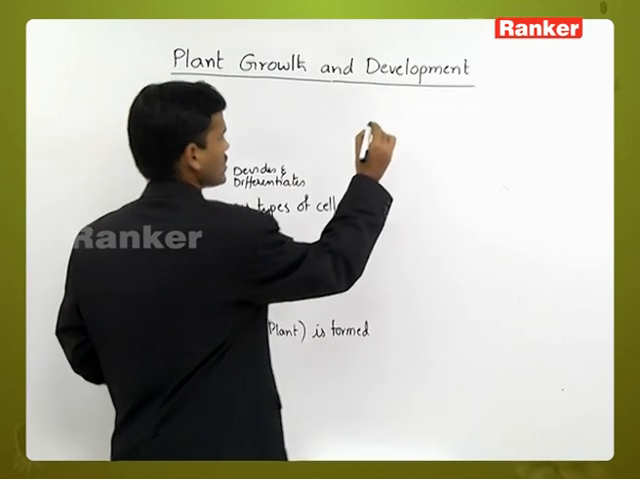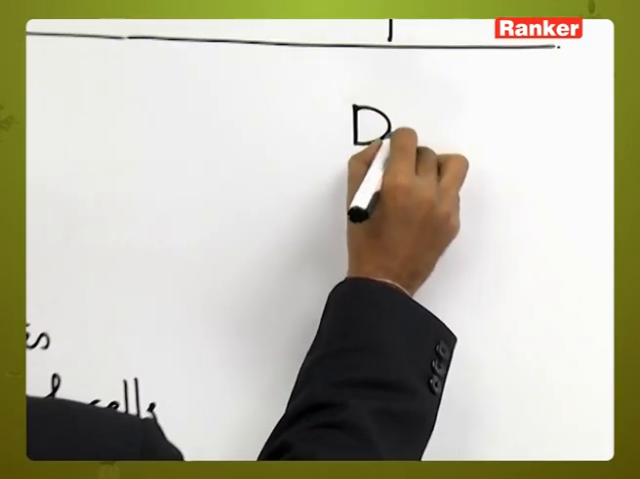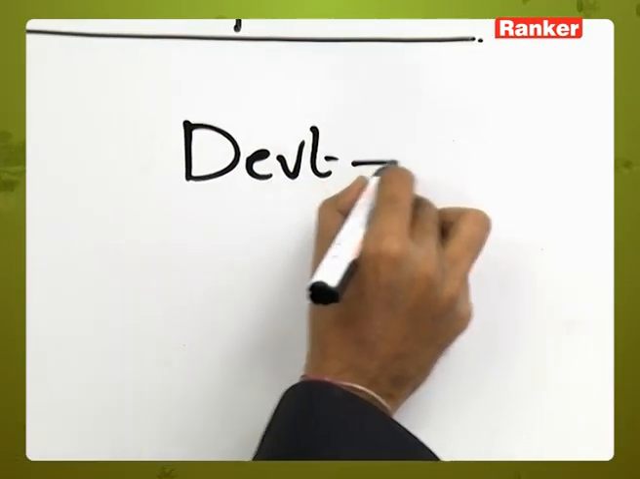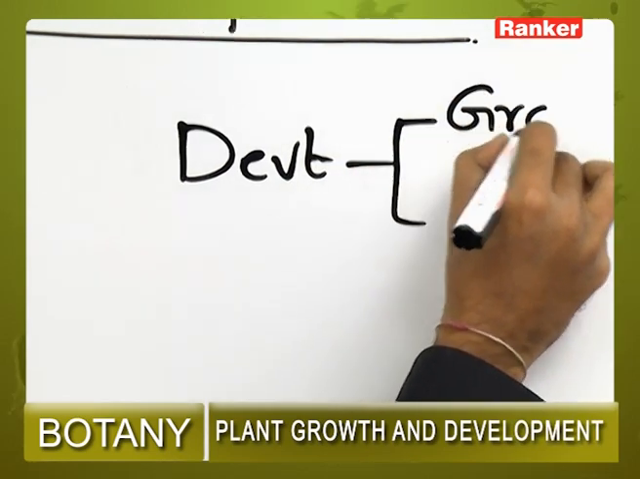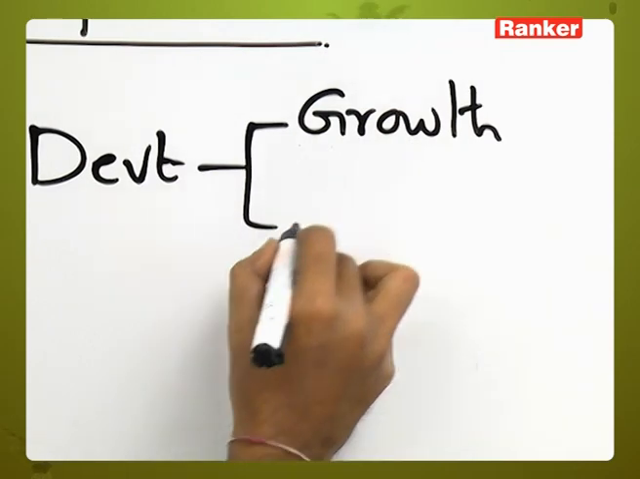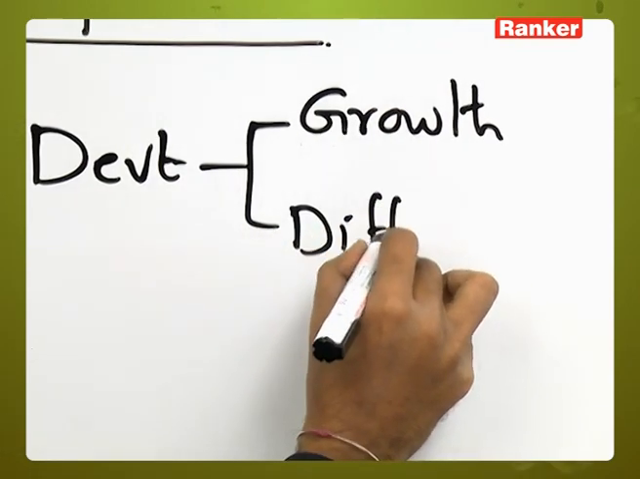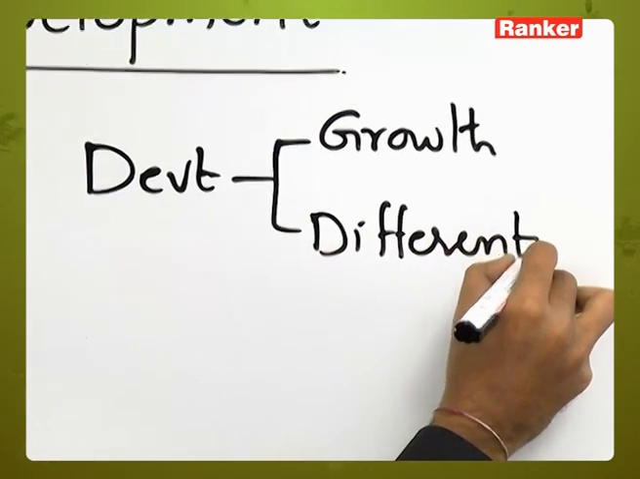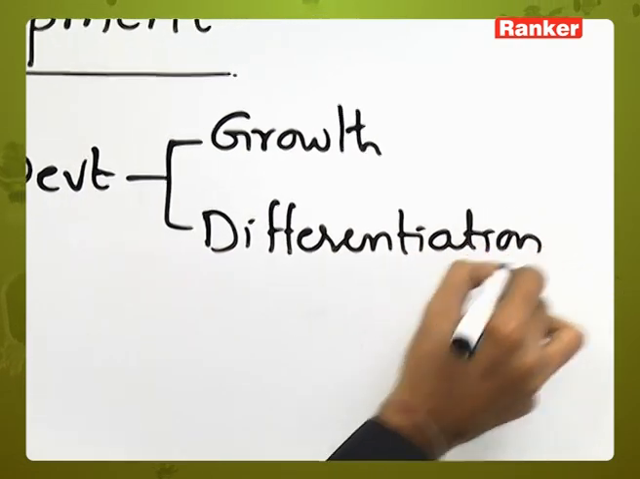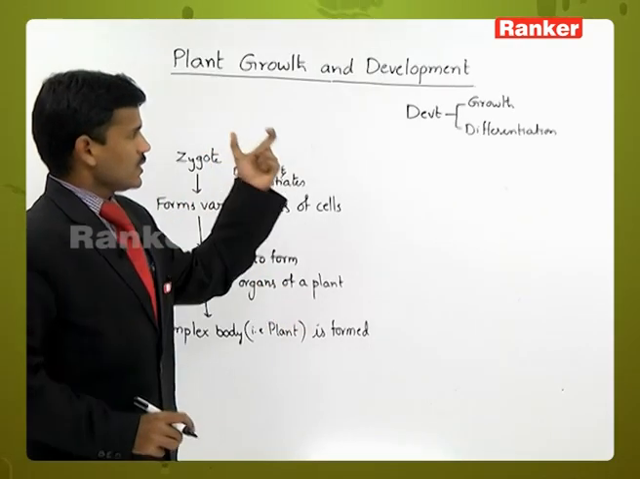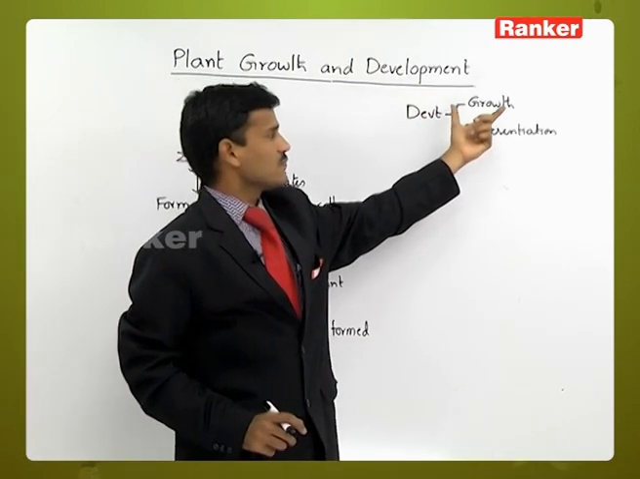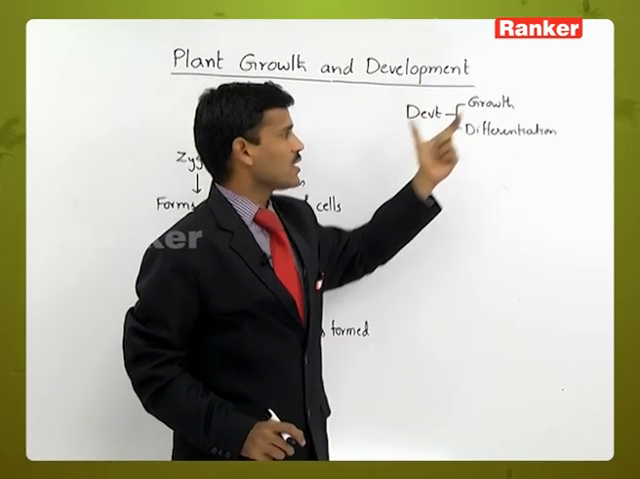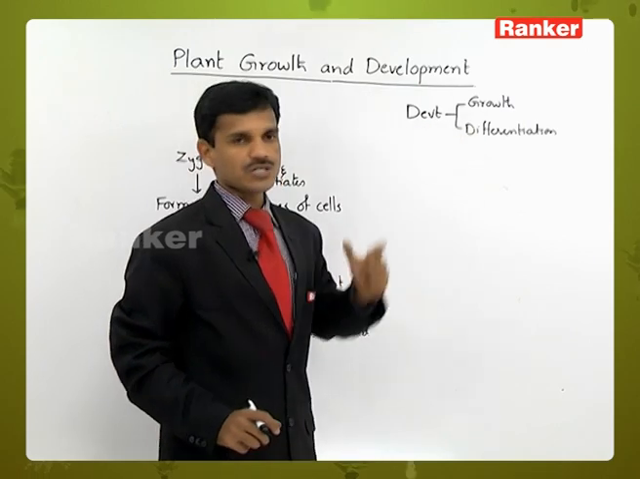So development is the sum of growth and differentiation. Here growth is an important characteristic feature of living beings or living organisms, and differentiation.